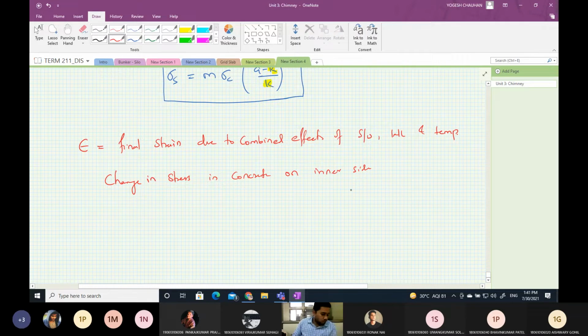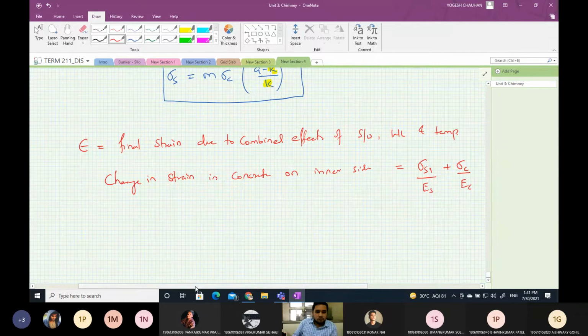So this change will be equal to sigma s1 plus sigma c, the change in strain in concrete. This change in strain will be sigma s1 by Es and sigma c by Ec.